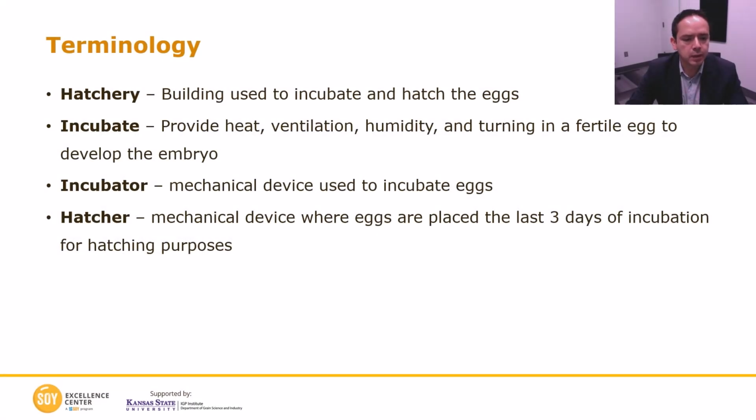Before I start, I'm going to start with some general terminology that might be important. So hatchery is a building used to incubate and hatch eggs. Incubate is to provide heat, ventilation, humidity, and turning in a fertile egg to develop the embryo. An incubator is a mechanical device used to incubate eggs. A hatcher is a mechanical device where eggs are placed the last 3 days of incubation for hatching purposes.